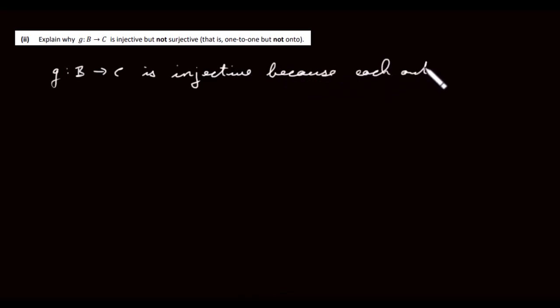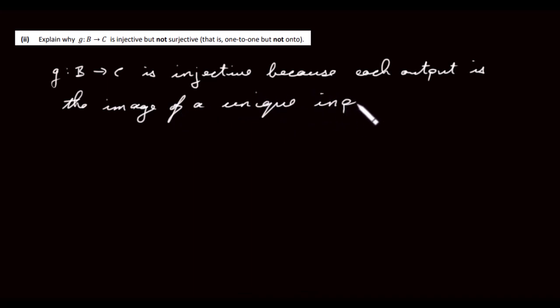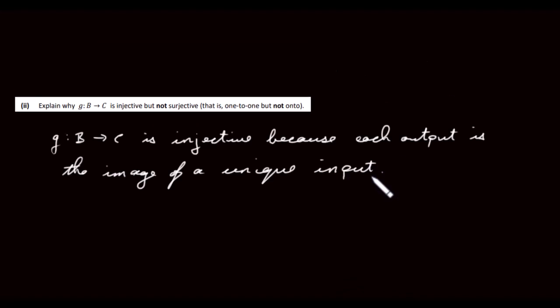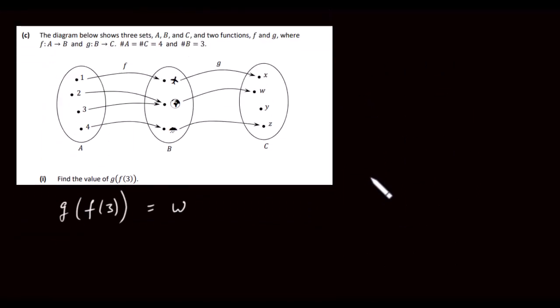So B mapping onto C is injective because each output is the image of a unique input. And that's it. They really just want to know, do you understand what injective and surjective mean? So let's have a look.